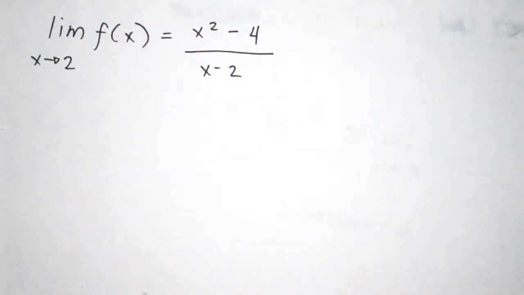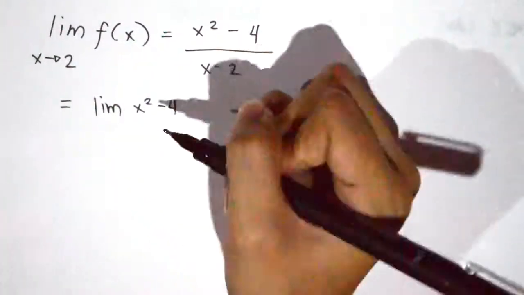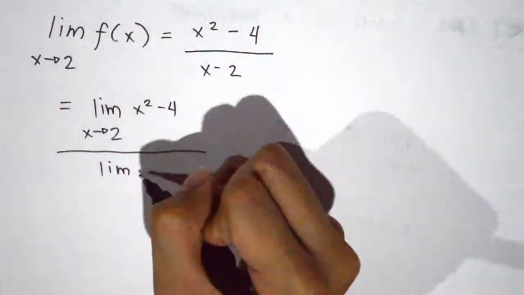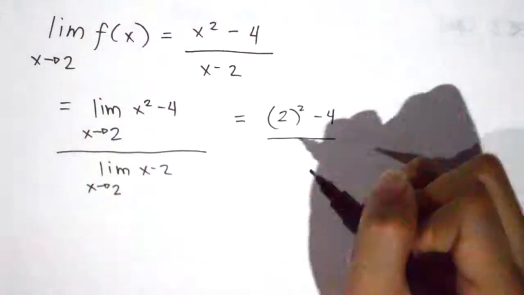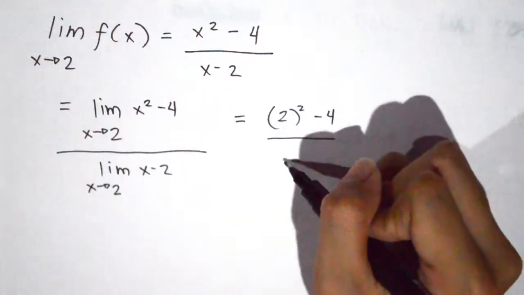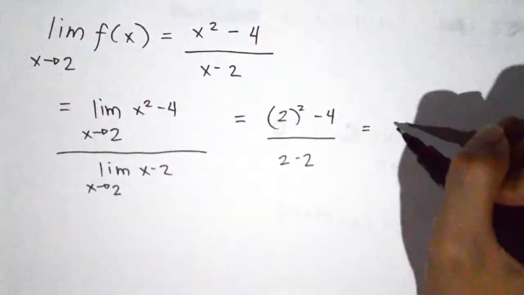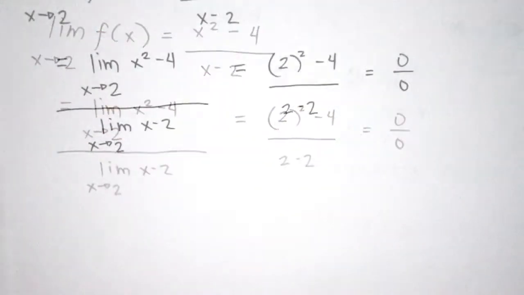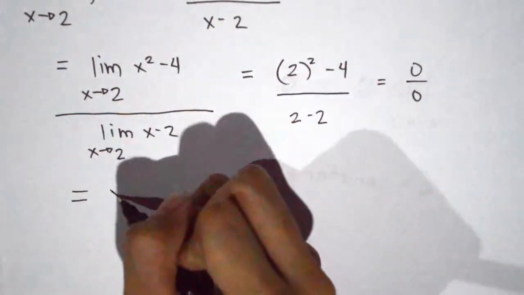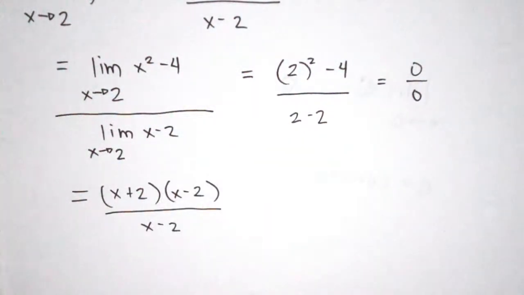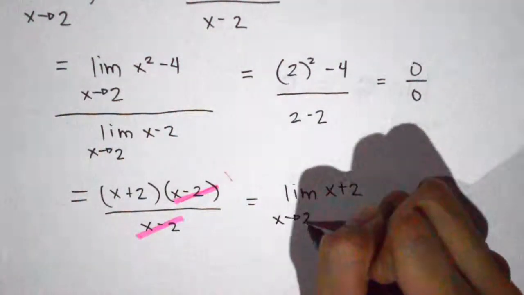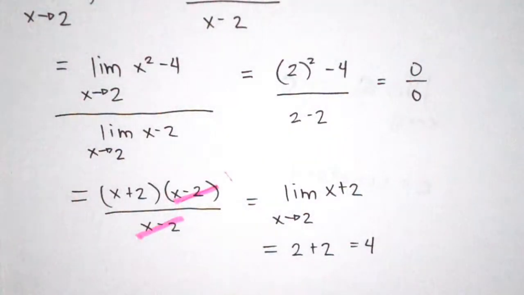Example, the limit of f(x) equal to (x squared minus 4) over (x minus 2), where x is approaching 2. If you substitute the value x is approaching into this given function, the answer will become 0 over 0. However, if the limit of (x squared minus 4) over (x minus 2) as x approaches 2 is not directly substituted, and you first start by factoring, the final answer will be 4.